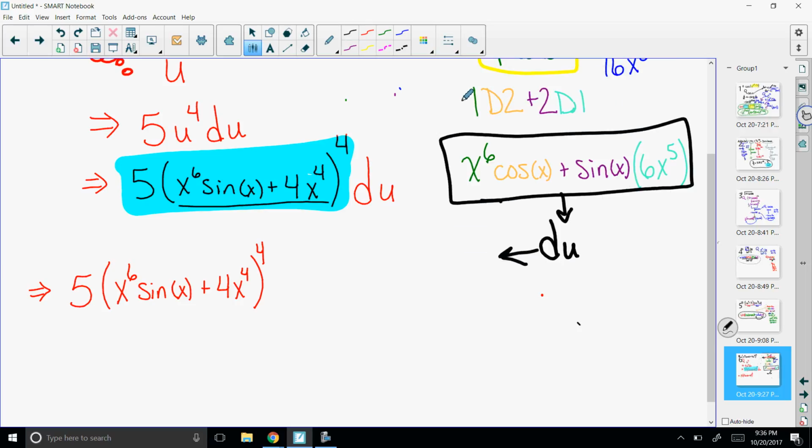And that du part, I think I'm just going to put it all in one set of parentheses. It's going to be x to the 6th, which is 1. D2 is cosine of x. And then plus 2d1. But I'm going to put the d1 first, just so I can have that sine x at the end.